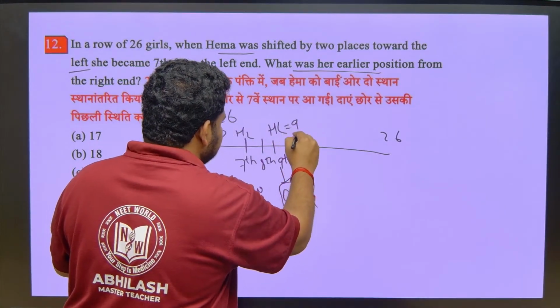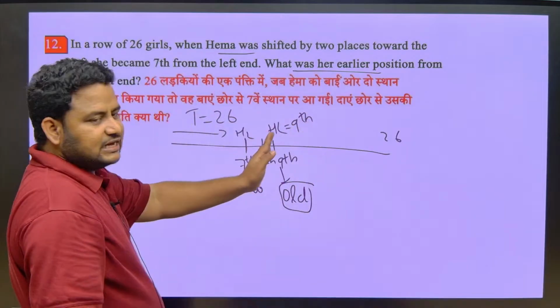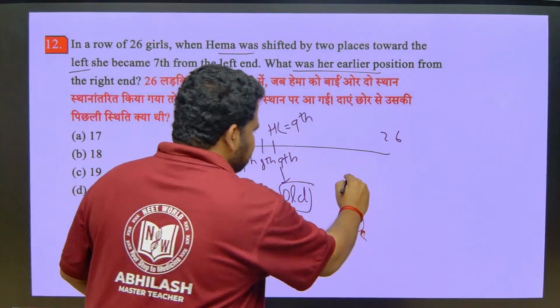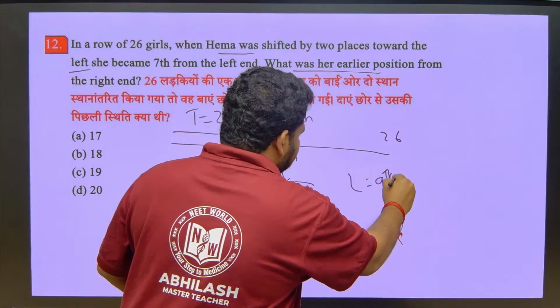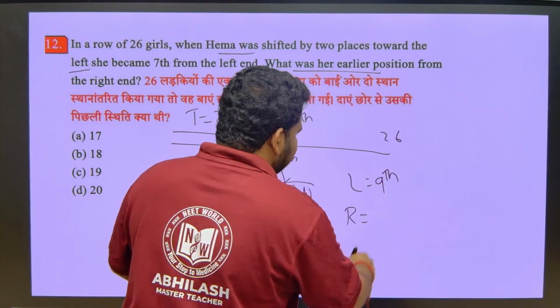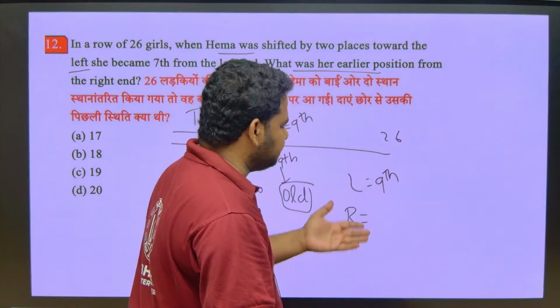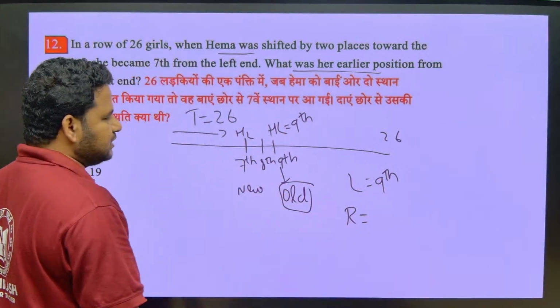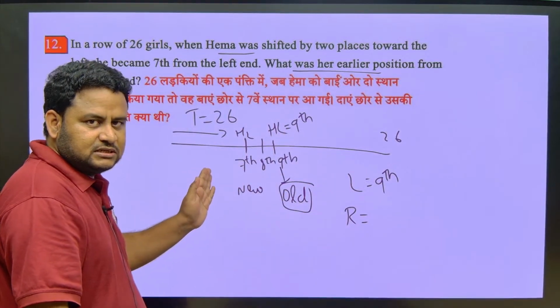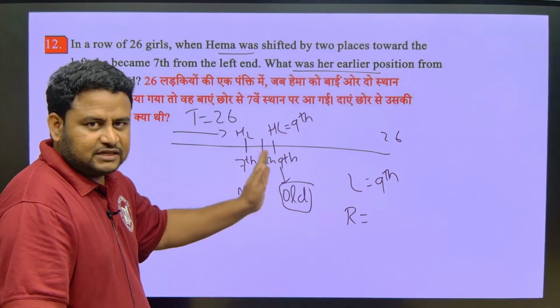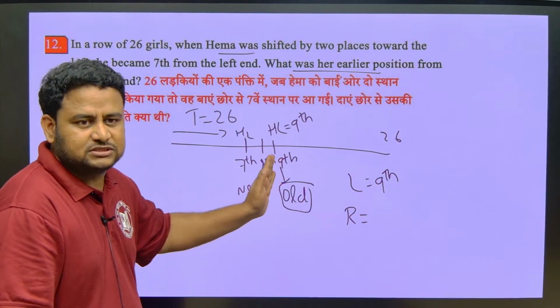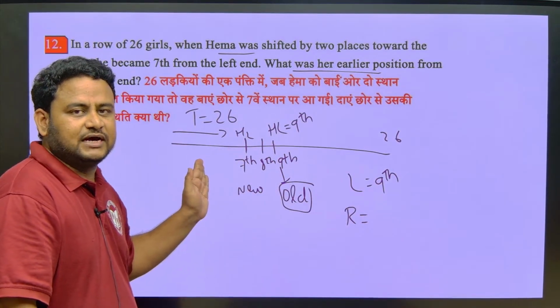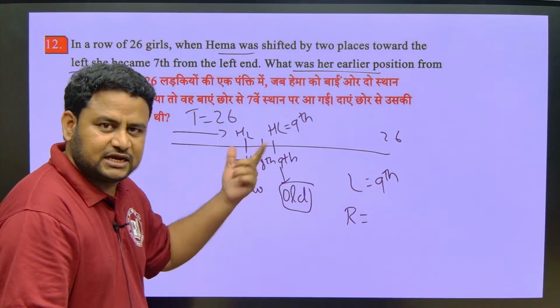That is nothing but 9th. Okay. So earlier Hema's position was what? That is left, we got it as 9th. Okay. Right side position of Hema earlier was how much? We have to find out. So we got left is what? Since it is shifted by 2 places, then earlier position will become 9th. If it is 7th now, earlier it was 9th because it was shifted towards the left. Okay. So we have to shift towards the right to get the earlier position.